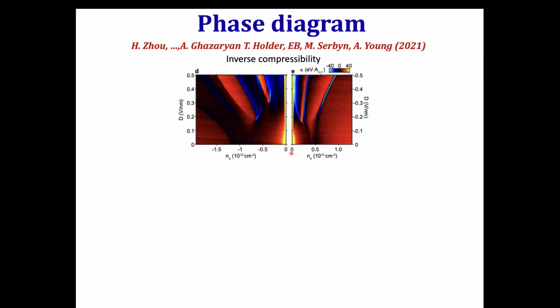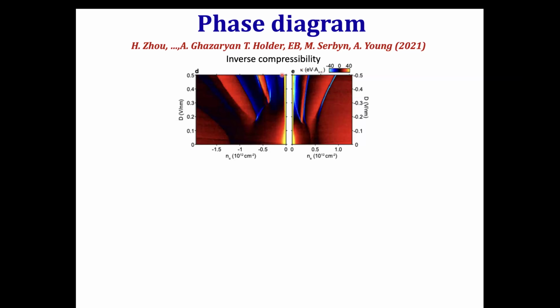Shown here is the phase diagram at very low temperature as a function of both electron and hole filling, both positive and negative electron density, and displacement field. The phase diagram depends very crucially on the vertical electric field, and the quantity that's plotted here is the inverse electronic compressibility. So it's basically capacitance. This is a capacitance measurement. So it's measuring how many electrons are going in and out of the system when you modulate the gate potential.